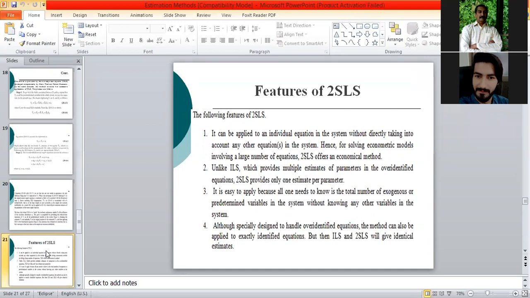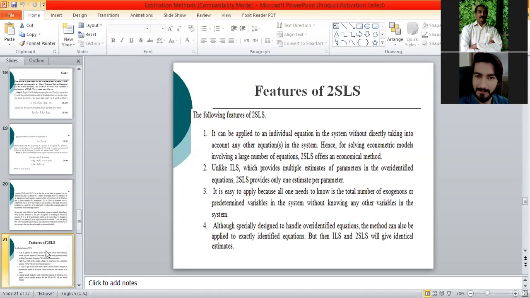Fourth, it is specially designed to handle over-identified equations. The 2SLS method is specially designed to handle the over-identified equation, because if you estimate the over-identified equation by ILS, it will give multiple solutions. But if you estimate the over-identified equation by 2SLS, it will give a unique solution. It means 2SLS is specially designed to estimate over-identified equations, and it will give a unique estimate.